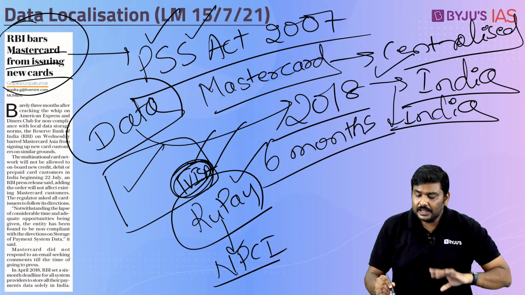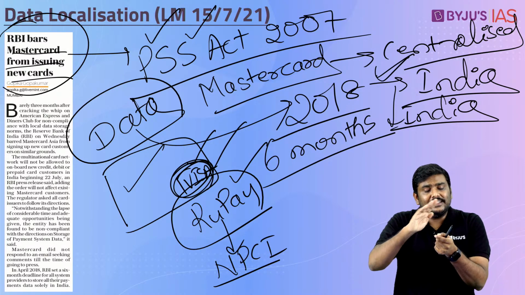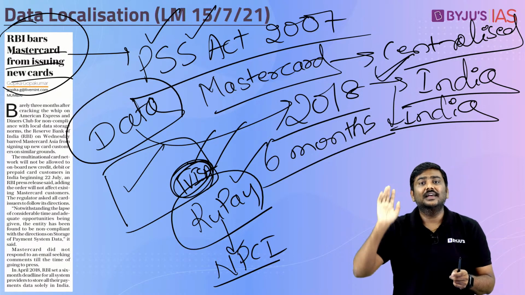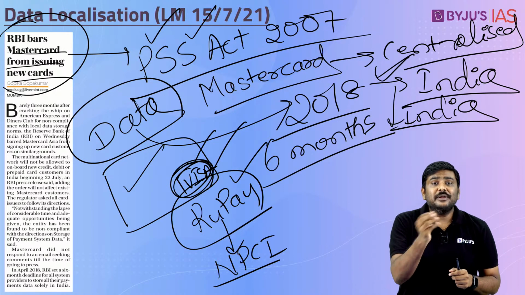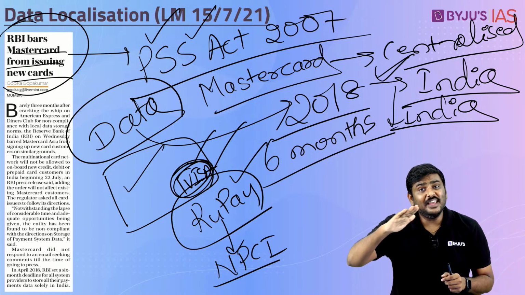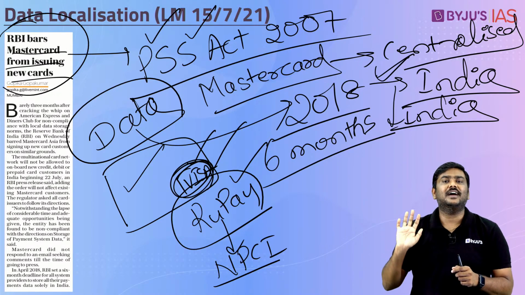And second, if you have processed this transaction outside India, then that information has to be deleted from your server within 24 hours. In essence, there shall be no copy of this transaction outside India. There shall be no mirror image of this particular transaction outside India. Everything has to be stored within India.